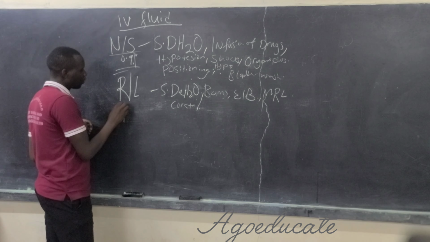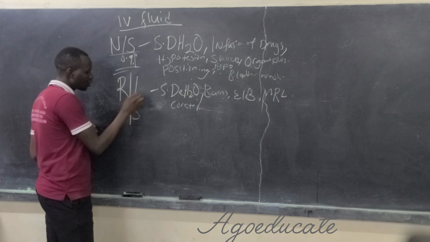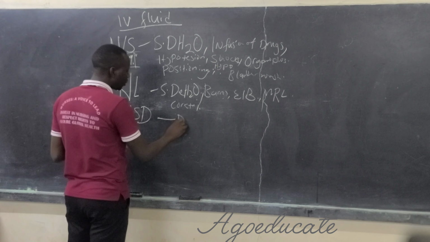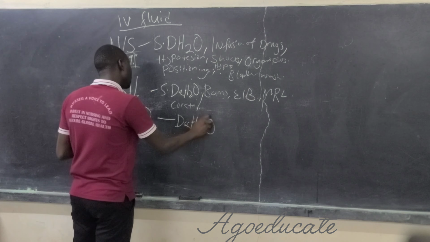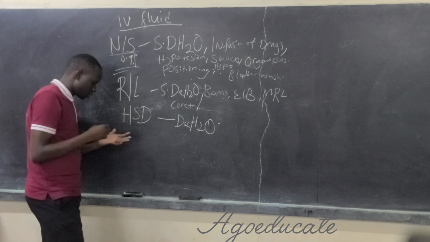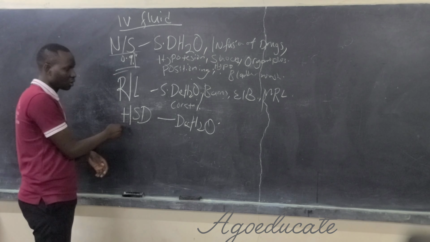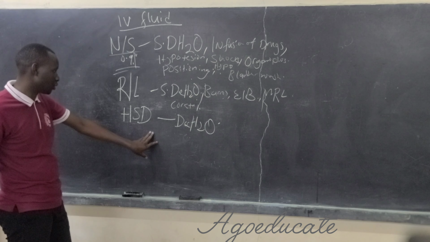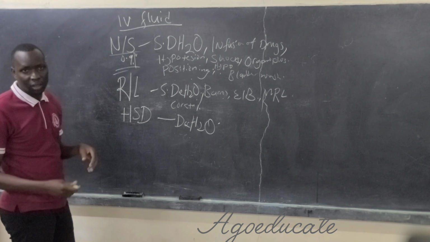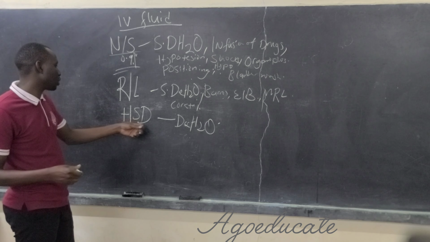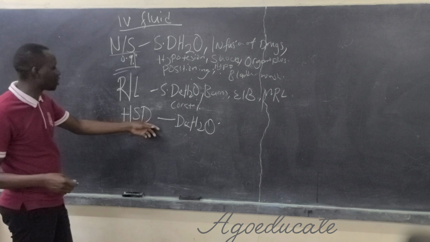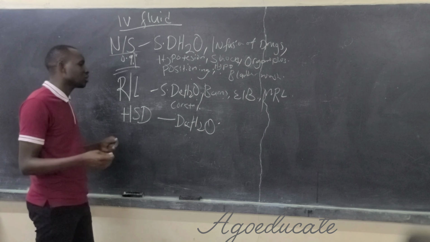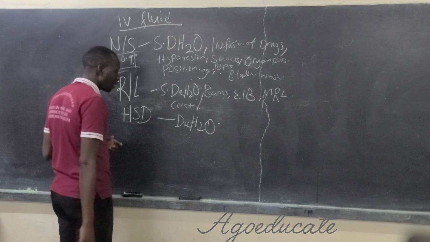We have Darrow's solution. Darrow's solution is used in dehydration, in malnutrition. It is one of the fluids they use in malnutrition. If the child is suspected to have dehydration and is not responding to ReSoMal, then they give half-strength Darrow's, and they put some dextrose also to give the child energy.